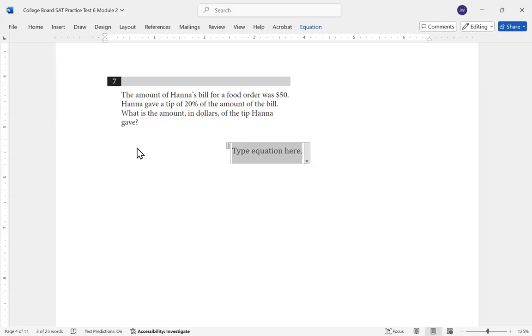And so all we have to do is take 20% of 50. Now, when we take 20%, we usually write that as a decimal, 0.20 times the $50. When you do that, you get 10. Or in dollars, it would be $10. So $10 is the tip, and that's the answer to question 7.